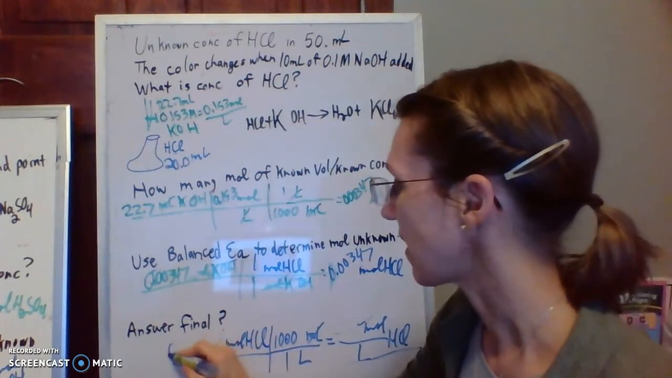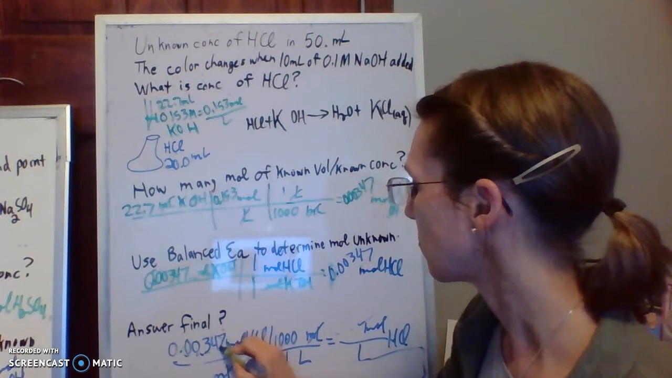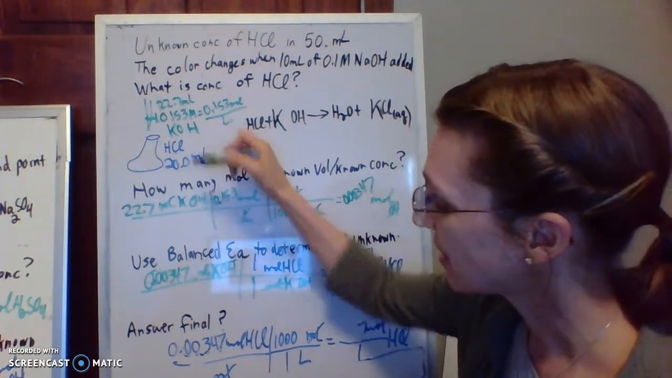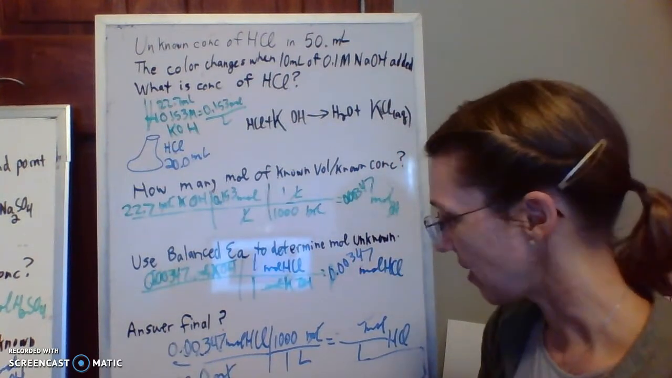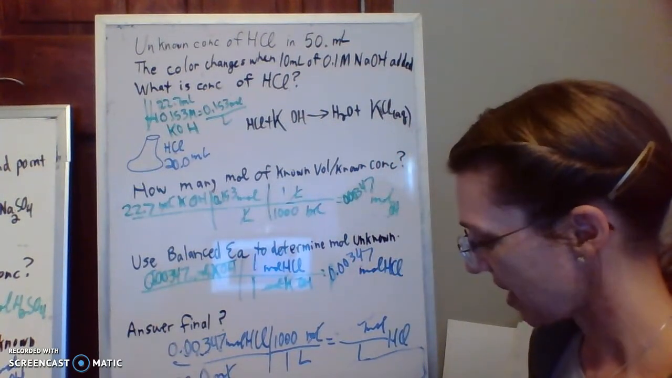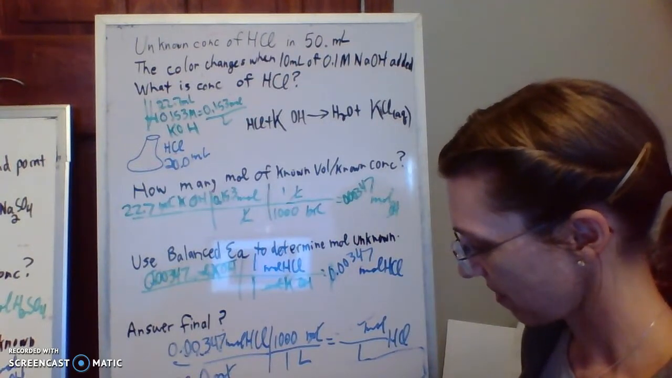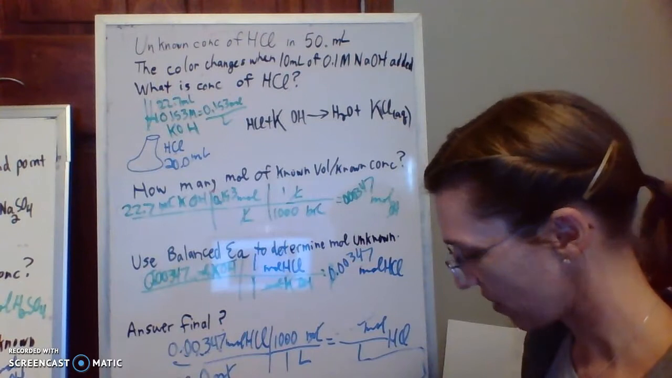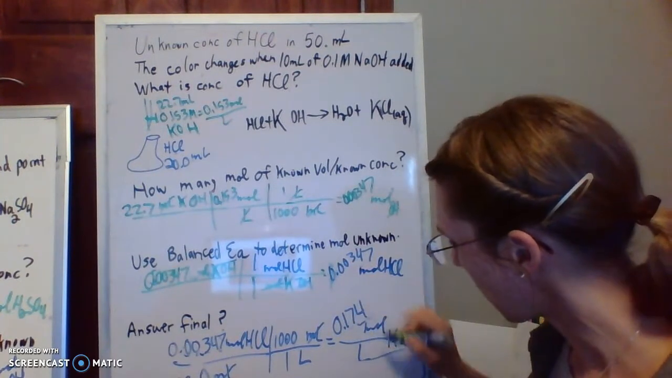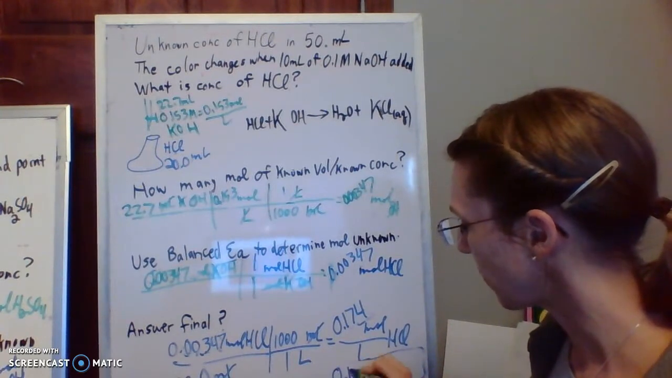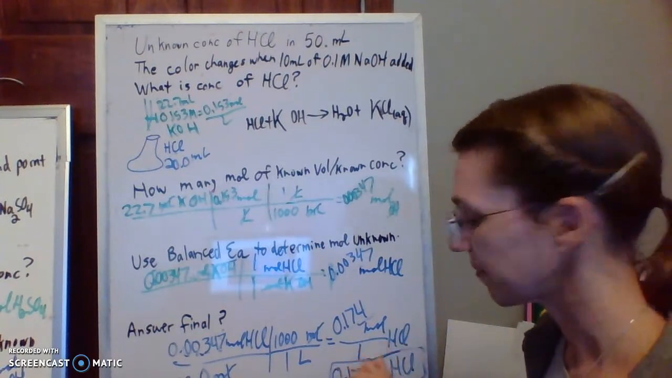Now we answer our final question. 0.00347 moles of our HCl is in 20 milliliters. And so when we take that, we get an answer of 0.174 moles per liter, which is 0.174 molar of our HCl.